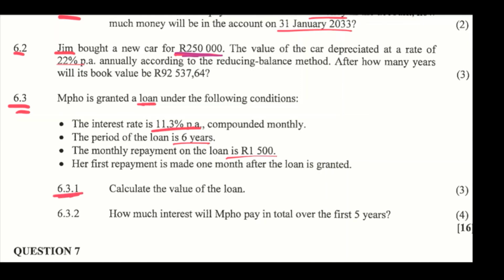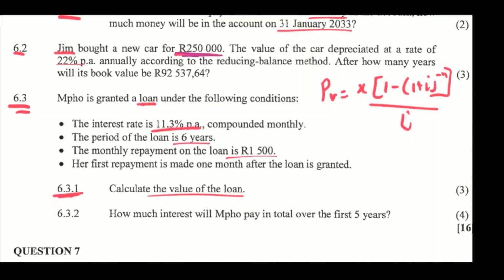So for 6.3.1, we are asked to calculate the value of the loan. This is really straightforward. You just plug in your formula of 1 minus 1 plus i to the power of minus n, over i. We want to identify the value of the loan. We have this, we have that, we have that, we have that. We have everything, we just want to identify PV.